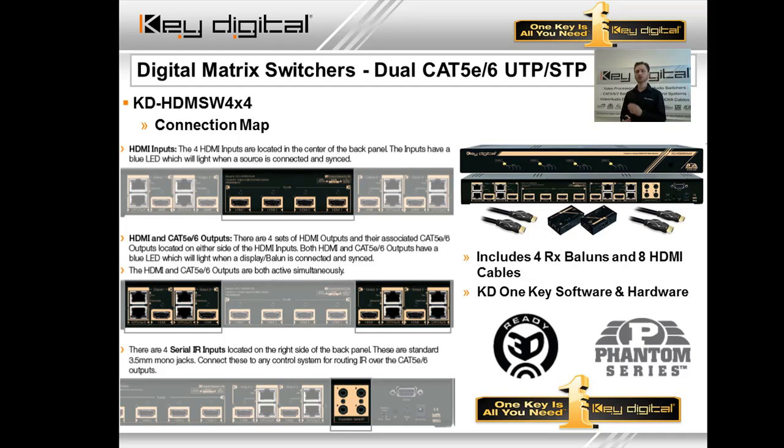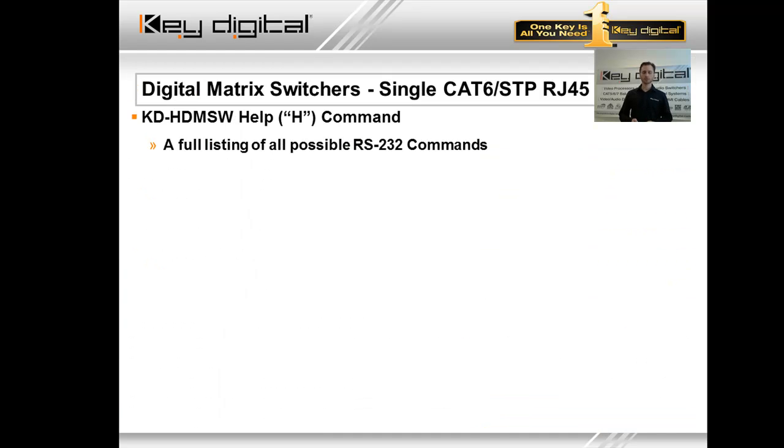Of course, you could use an external balun utilizing the HDMI output and just feed the transmitter that is located right there in the rack. So this is a kit including the matrix, 4 receive baluns, 8 HDMI cables, full support for 3D, and still utilizing that one key software and hardware that has made Key Digital's matrix solutions so popular.